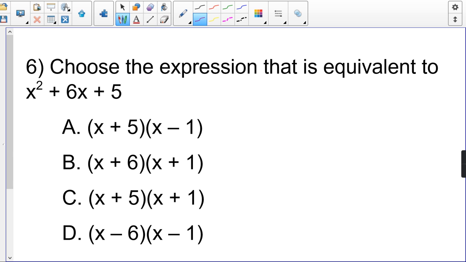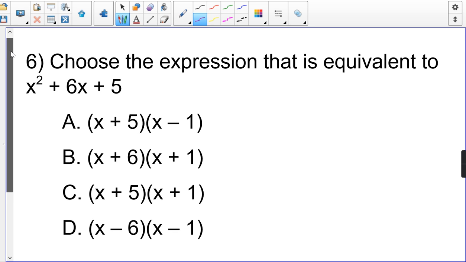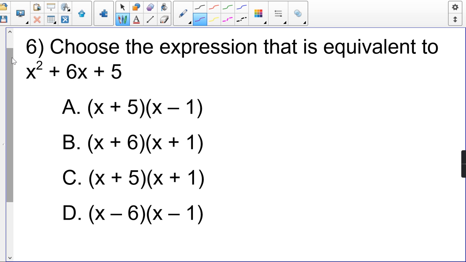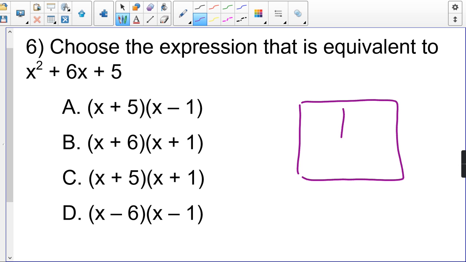Let's look at question 6. Choose the expression that is equivalent to x squared plus 6x plus 5. So I could make myself that box to look for the two binomials. If you want to just look at the choices and try multiplying them out and see if they're correct, you can do that as well. But I'm going to do it by factoring.